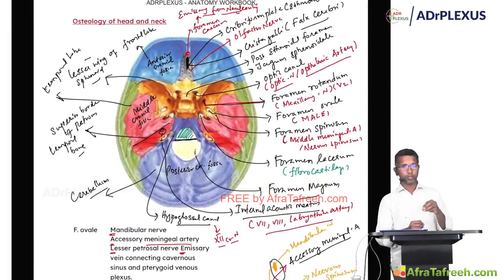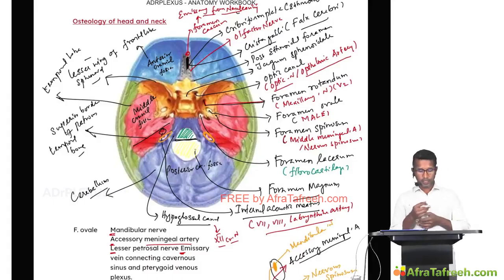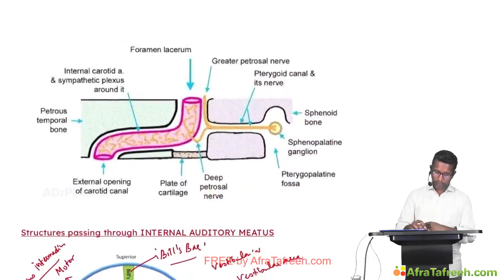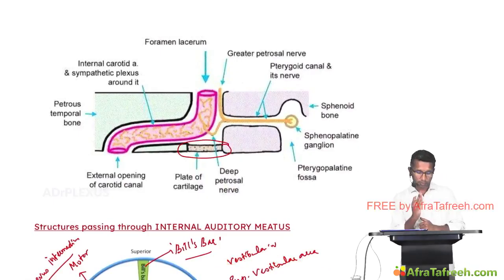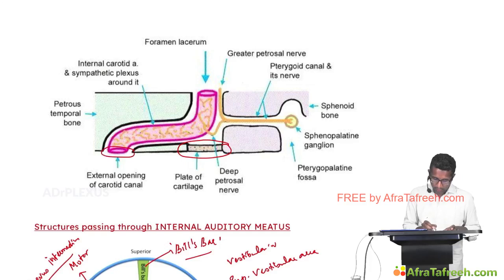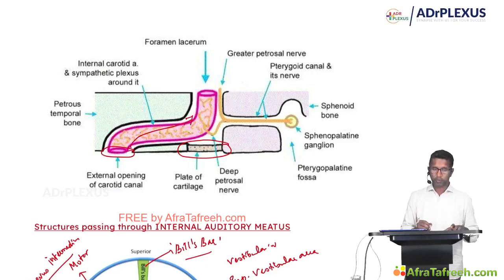When you look in this view, the one foramen I told you we will discuss later is the foramen lacerum. As I already told, the inferior aspect of the foramen lacerum is covered by a fibrocartilage, so no structure passes from below through the foramen lacerum. But there is a canal called the carotid canal. If you see the carotid canal, the anterior end of the carotid canal opens into the foramen lacerum.